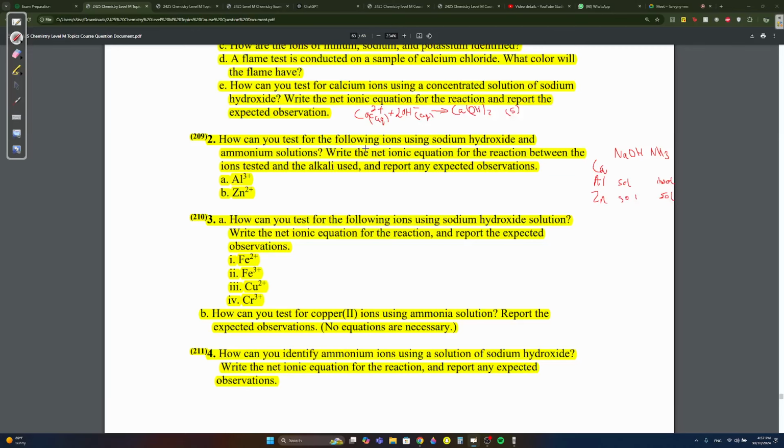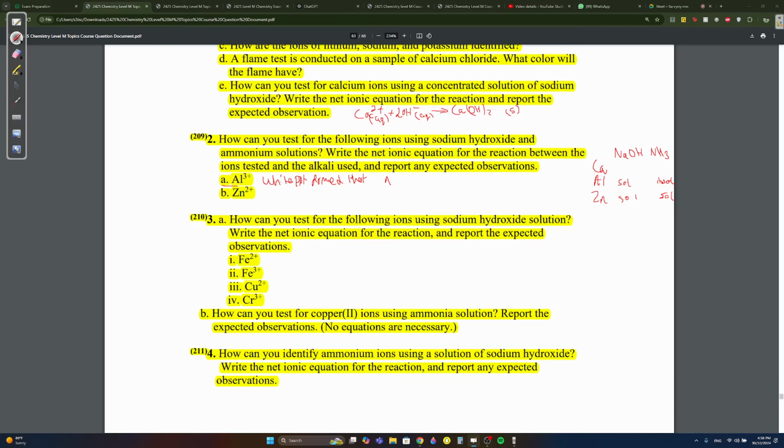How can you test for the following ions using sodium hydroxide? Write the net ionic equation. Okay, let's start with aluminium. What is the expected observation? A white precipitate forms that dissolves in excess NaOH but doesn't dissolve in excess NH3.